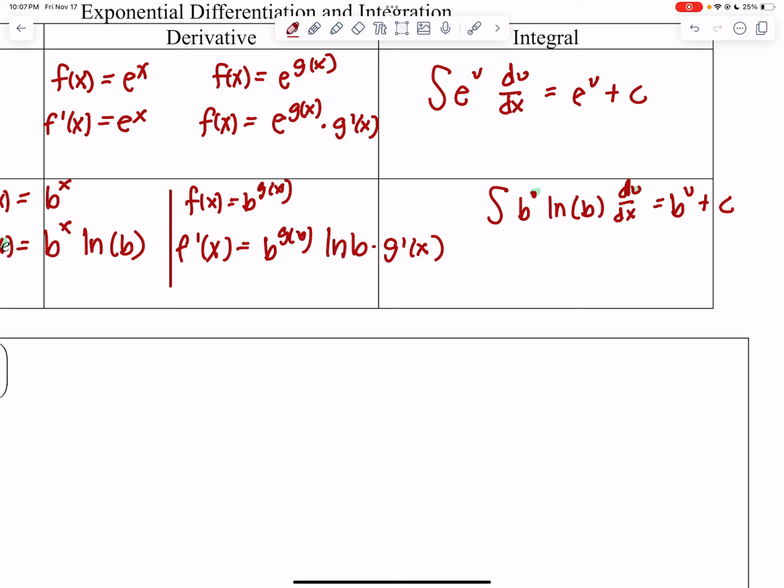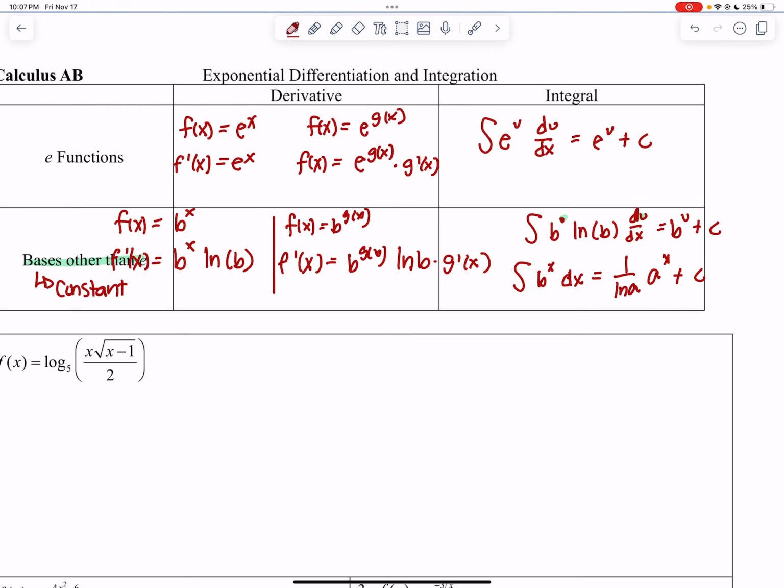In addition to that, let's say that you want to find the integral of b to the x. The integral of b to the x dx is going to be 1 over ln of b times b to the x plus c. So you might need that in terms of what we will have in the next couple of problems.